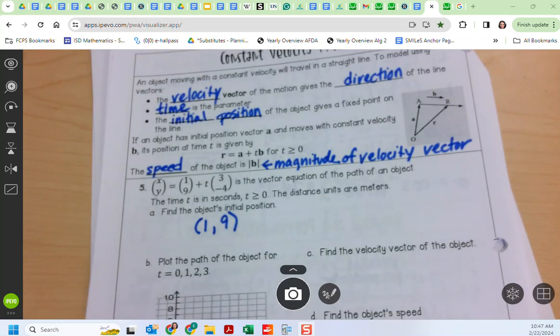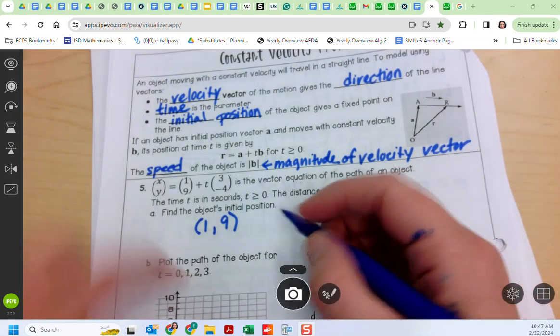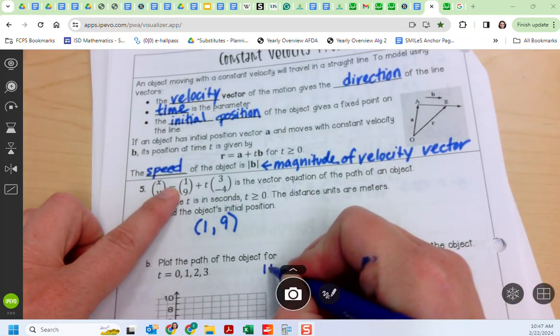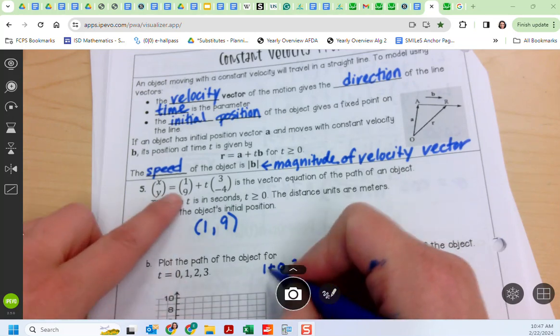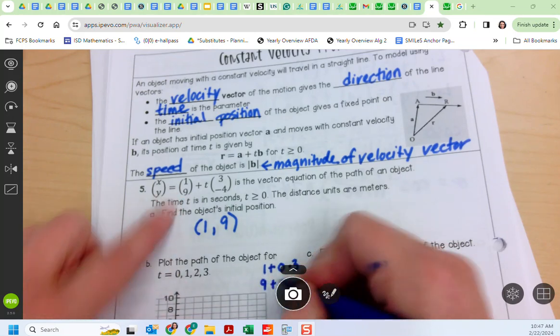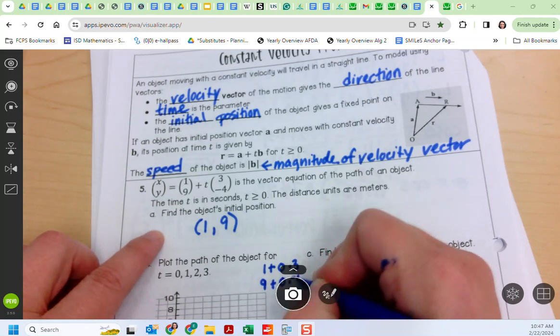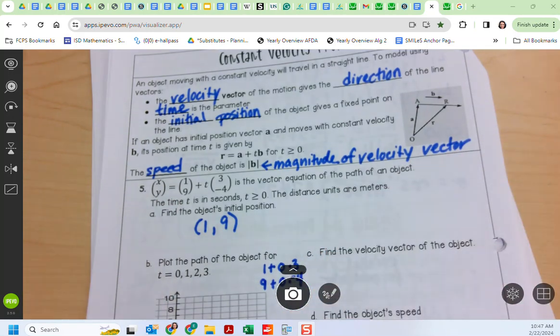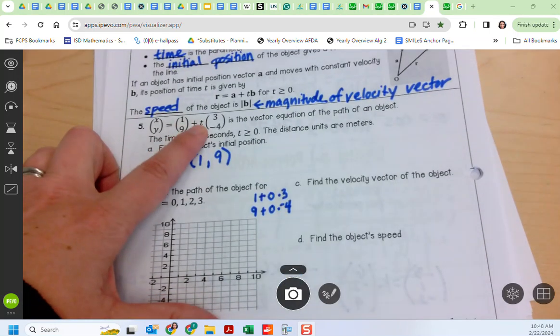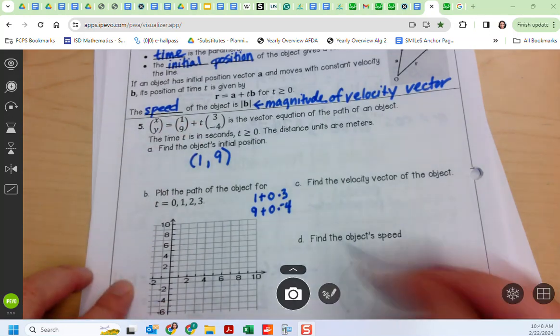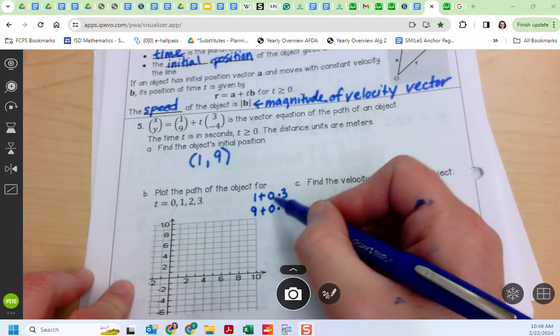Plot the path of the object for t equals 0, 1, 2, and 3. All we need to do is substitute these numbers for t. So, for example, 1 plus 0 times 3, 9 plus 0 times negative 4. Okay, so for t equals 0, you just substitute 0 for the time, and you find the point. So I got the point, let's see, 1, 9.